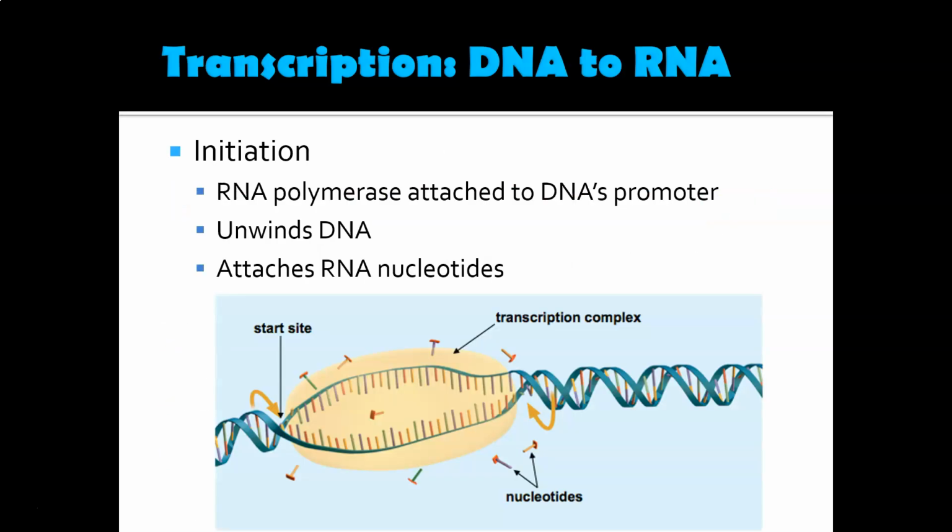So when we look at transcription, there really are three major pieces to the process itself, or steps to it. And initiation really starts at that promoter. And here in initiation, that RNA polymerase binds to that promoter region and unwinds the DNA. This is going to allow us to start attaching those RNA nucleotides and start building the copy, building that messenger RNA, so that we can take that information out of the nucleus into the cytoplasm.